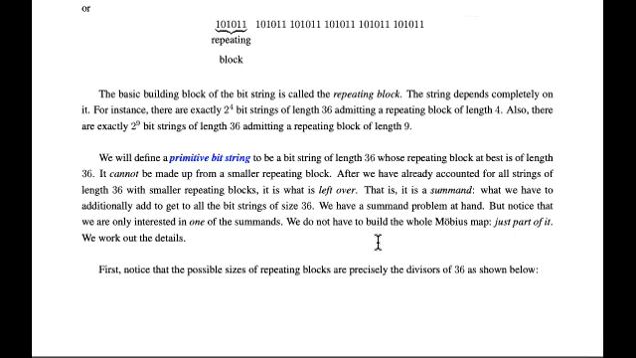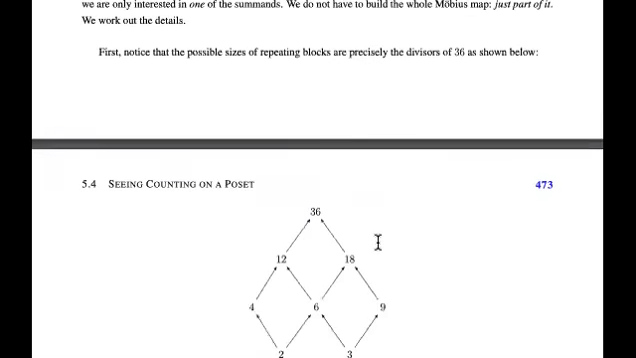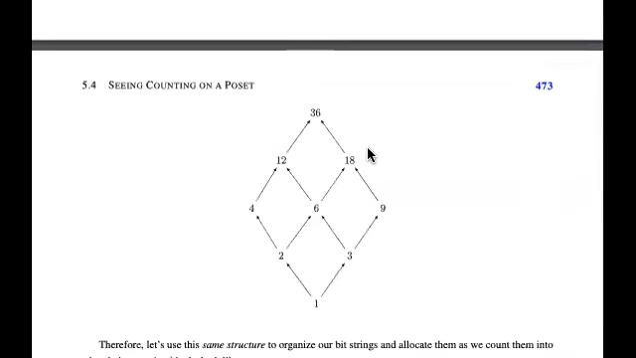Okay, so let's look at this diagram. These are factors of 36. Why would this be valuable for us right now? That's because it represents the different sizes of blocks we could have had. We could have a block of size 12 or 18, 4, 6, 9, 2, 3, or 1 for our repeating block. But we don't want to have those because we want it to be primitive.